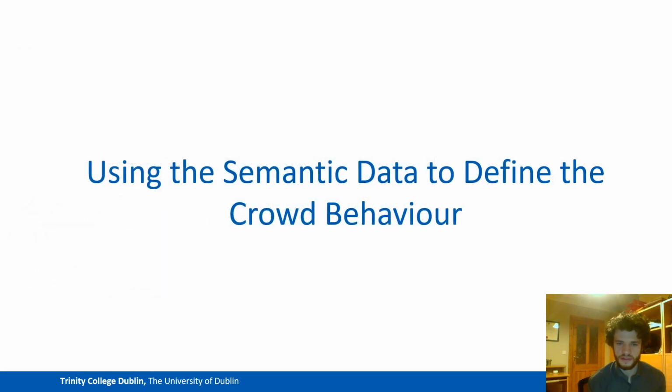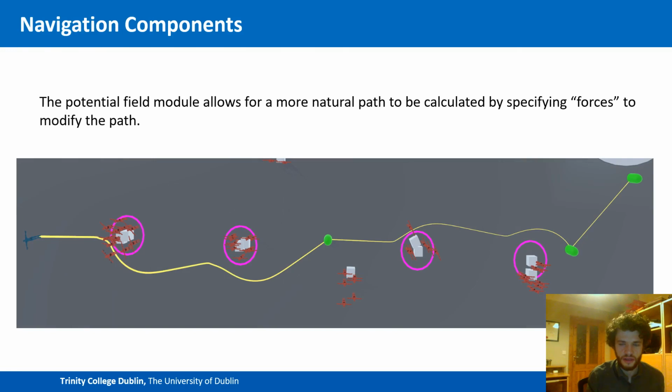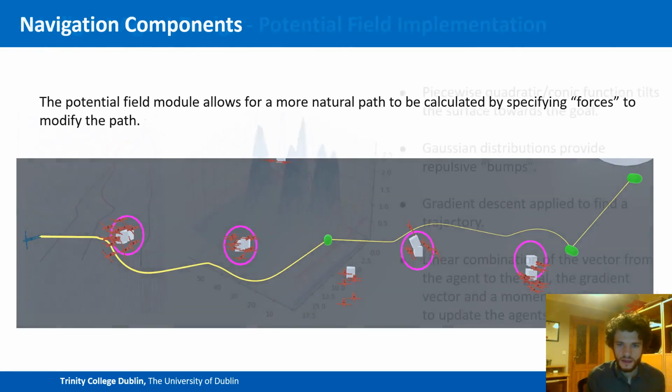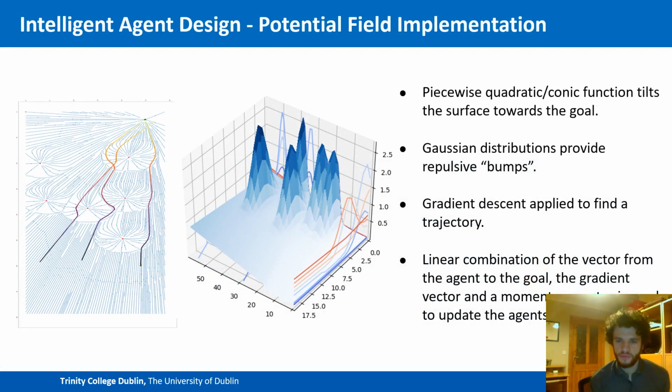Given that we have this semantic data structured in this JSON format, the question is then how can we use this to drive crowd behavior? So we created a potential field module which is specifically integrated with this approach. The implementation specifies a piecewise quadratic conic function which tilts the surface towards the goal. We have Gaussian distributions providing bumps, and gradient descent is applied to define trajectory. We take a linear combination of the vector from the agent to the goal, the gradient and a momentum term, in order to update the agent's position.